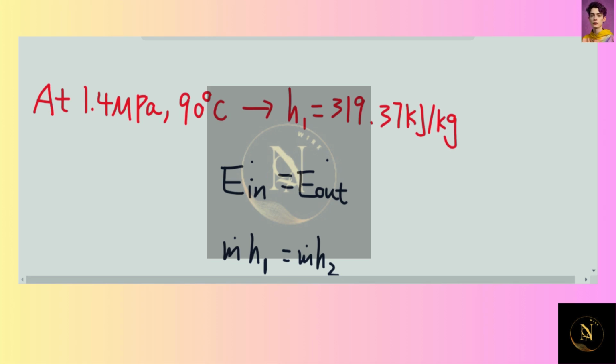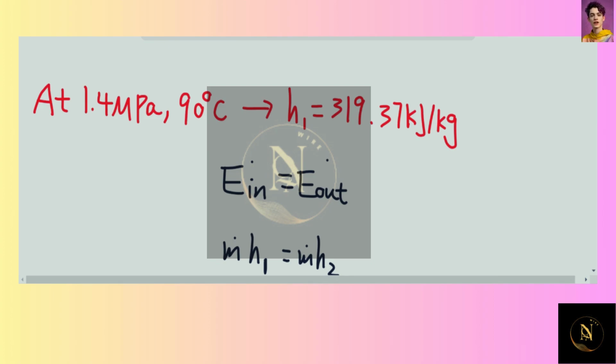For this question, we need to use table A13, which is the table for superheated refrigerant 134a. If you take a look at the table, at pressure 1.4 megapascal and 90 degrees Celsius, we have the inlet enthalpy, which is the initial enthalpy, equal to 319.37 kilojoule per kilogram.